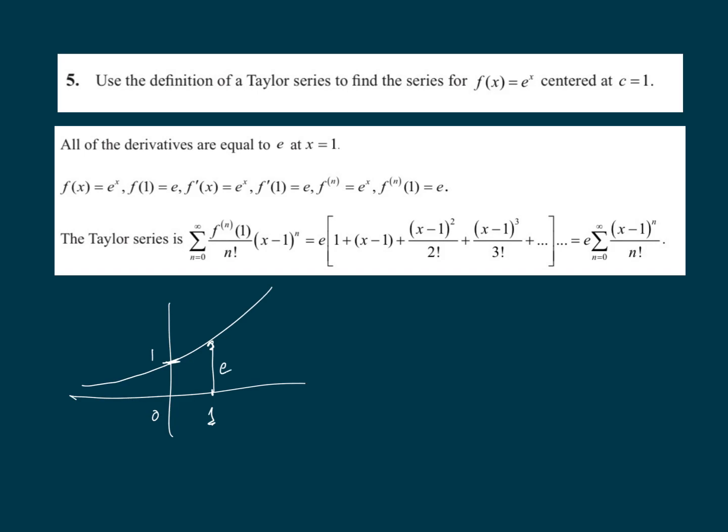And I have to find the Taylor series at the point x equals 1. So the term that will appear will be x minus 1. So the Taylor polynomial will be this summation. If I plug in the numbers, I will find e multiplied by a series. Okay, let's do it.